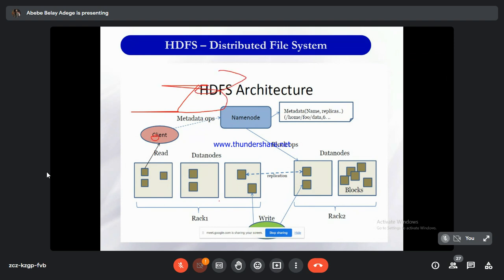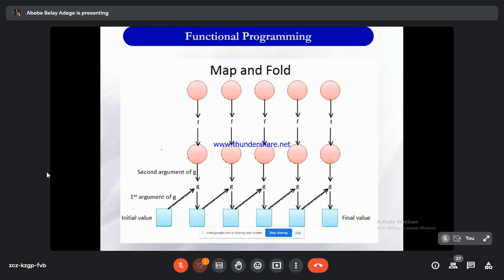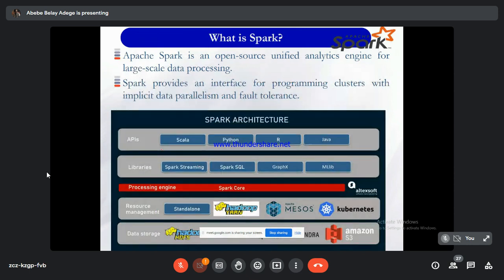There is a client and there are different operations. As you know from the file system, there are mainly two operations, the reading operation and the writing operation, and then the combination of the reading and writing operations. And Spark is very amazing software. Apache Spark is an open source unified analytics engine for large-scale data processing. You will have an assignment to do the Spark and Hadoop installation on your computer for next time.